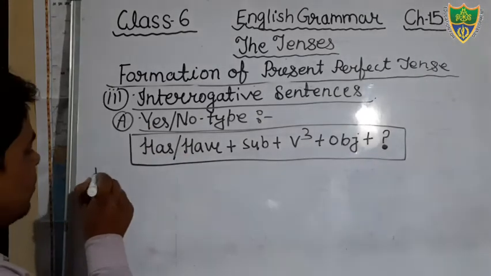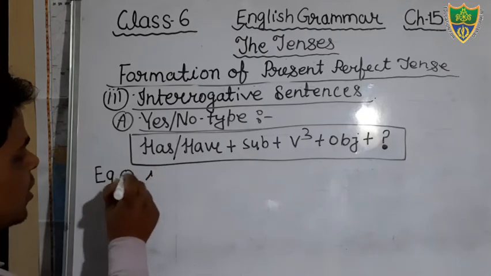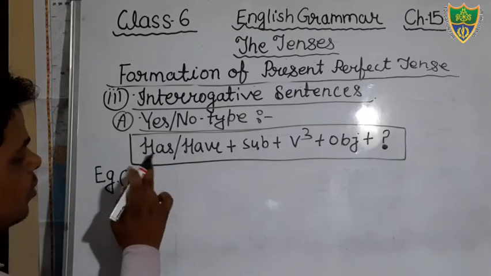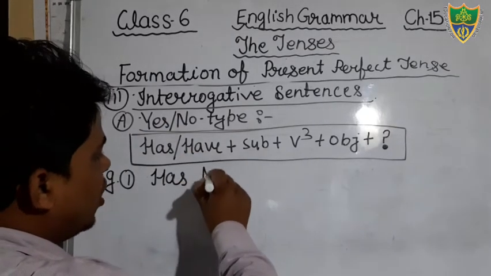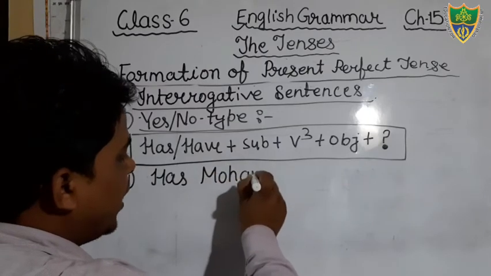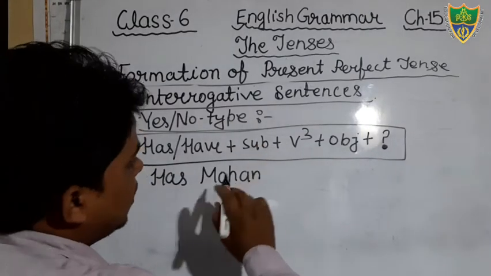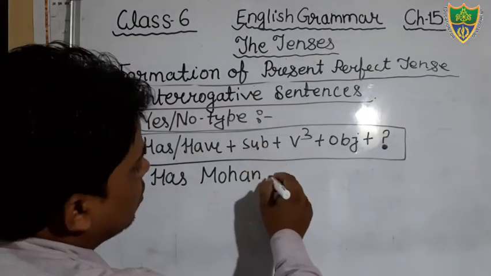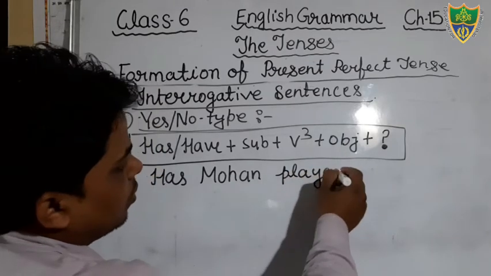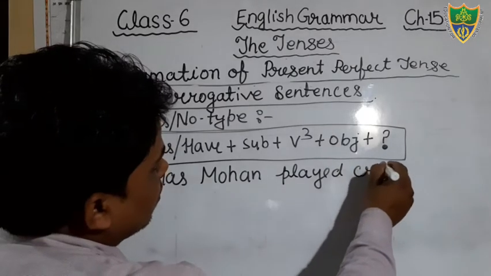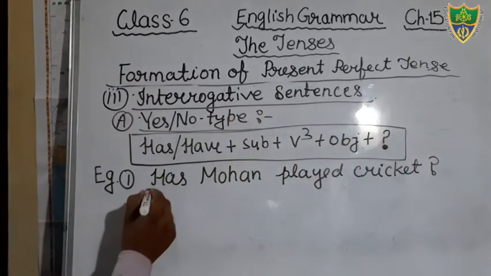Yes, we can see the example. You see, has, first example we can see. I will write the same example. You see, has Mohan. Mohan is singular, therefore I have added the singular helping verb here. Let's see, has Mohan played cricket? Has Mohan played cricket? You can see here.